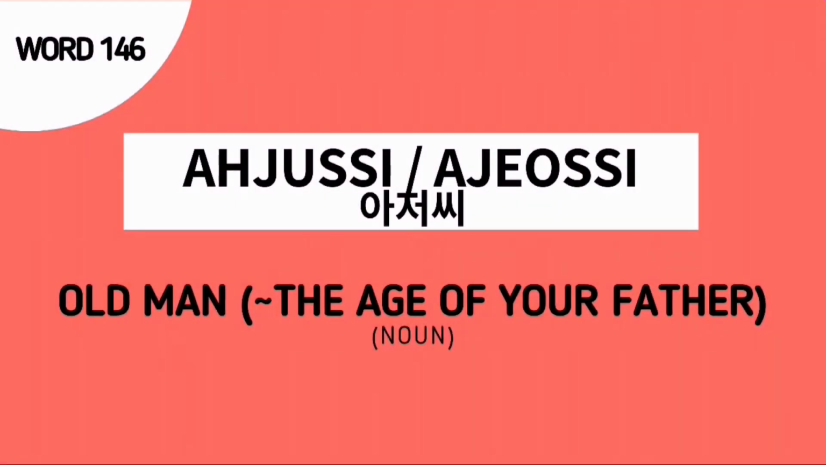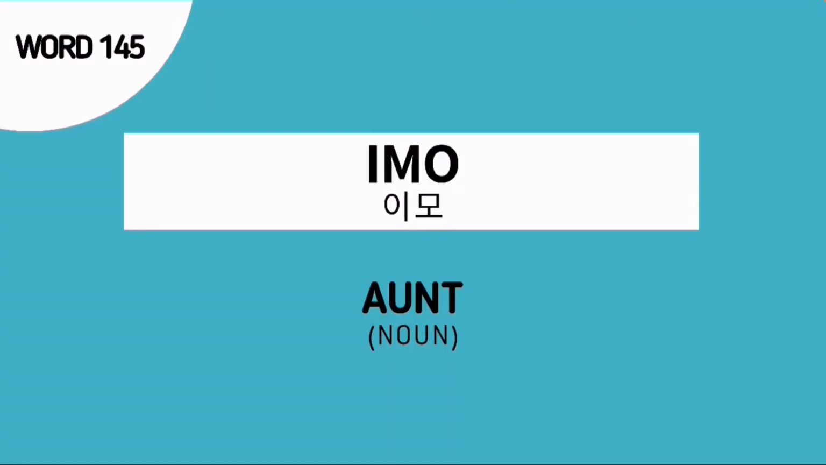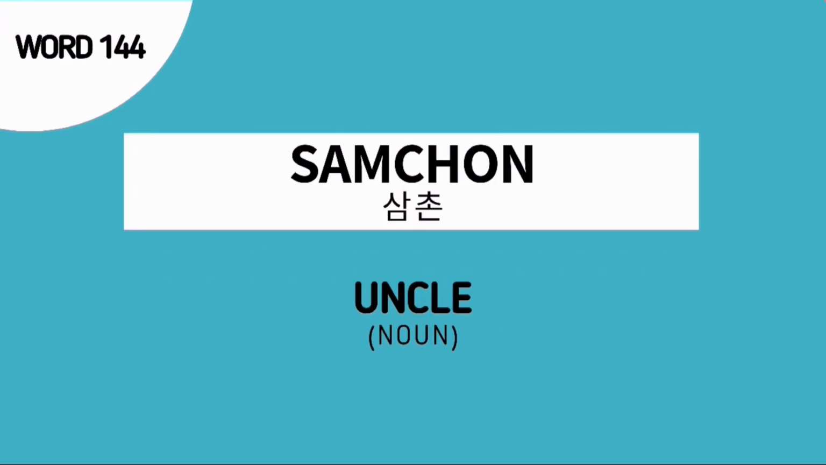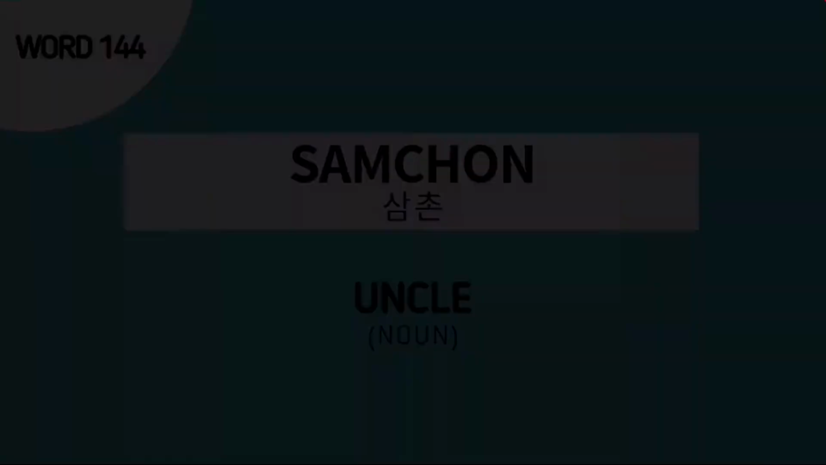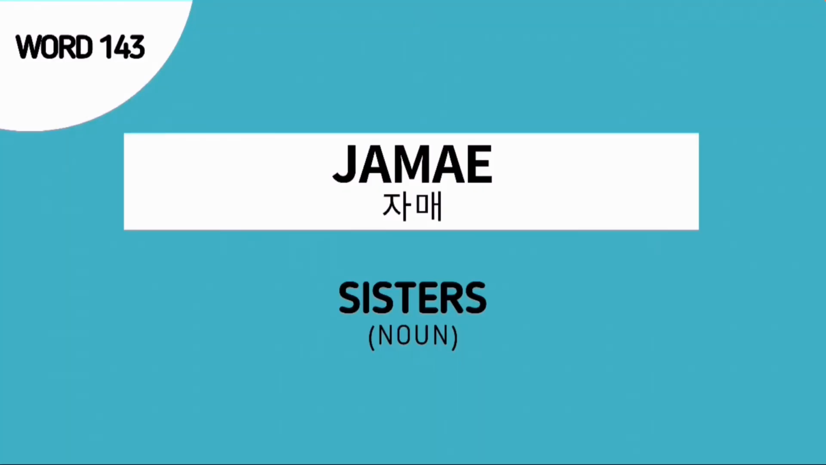Word number 146 is ajuse. This is the Korean noun for an old man, which is also approximately of the same age as our father. Word number 145 is imo, and this is the Korean noun for aunt. Word number 144 is samchon, and this is the Korean noun for uncle. Word number 143 is jame, and this is the Korean noun for sisters.